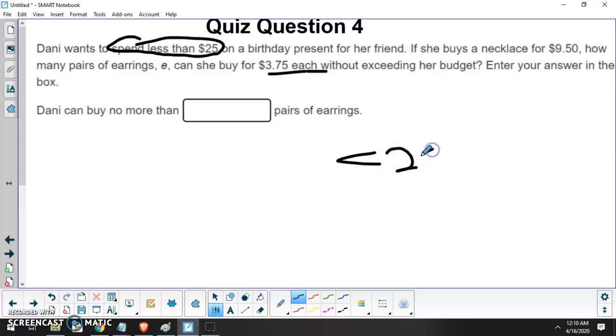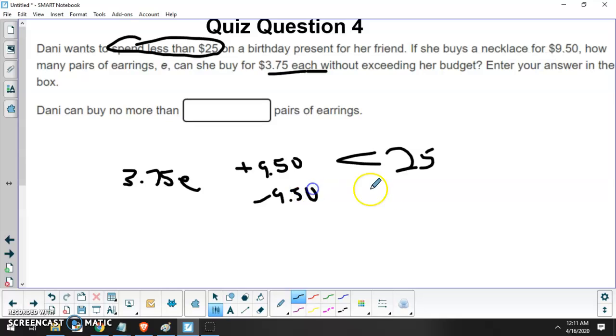So if we're setting up our inequality, you should always try to write out an inequality first before figuring this out. Okay, so less than 25. She's buying pairs of earrings, $3.75 each. So it's 3.75 E, and a necklace for $9.50. Okay, so basically there you go. That's the setup. And then you go ahead and you solve this. All right, so let's just solve it to make sure there's nothing tricky going on here.